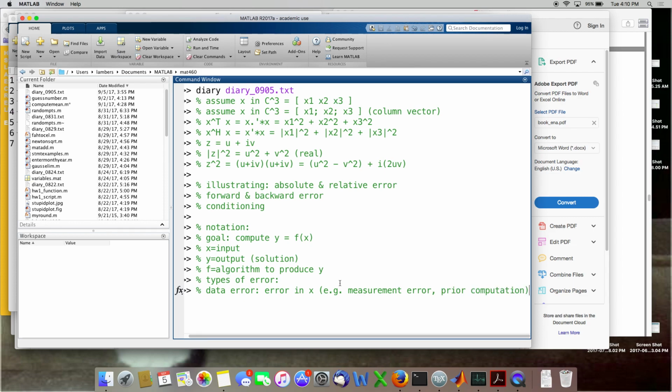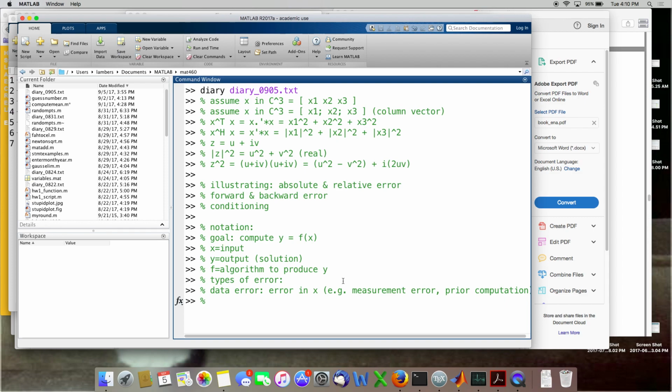So would the value of pi in MATLAB be like a data error, because of the precision? Yeah, you could think of that, just because pi can't be represented exactly. Yes. So if you're using pi as input, part of your input into some formula, yes.